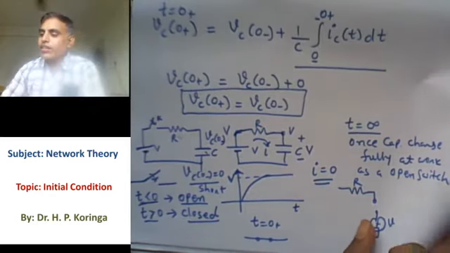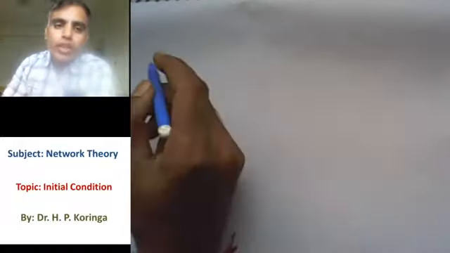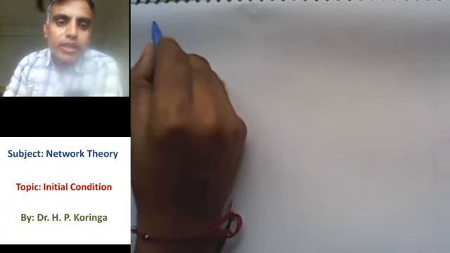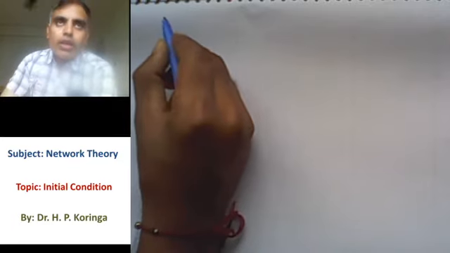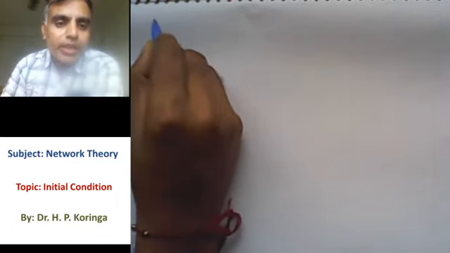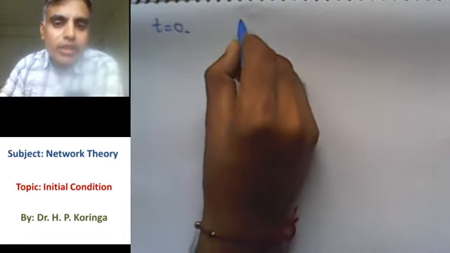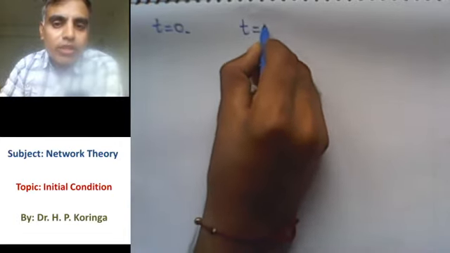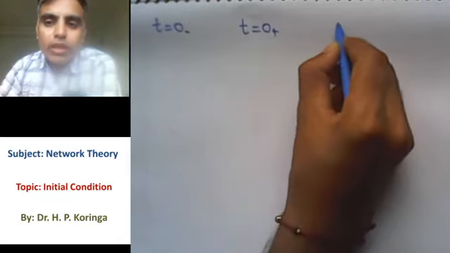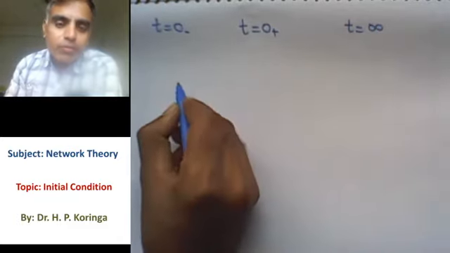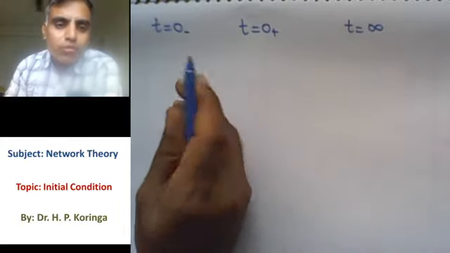Let's write the table of the equivalent circuit of the different components at t equal to 0-, at t equal to 0+, and at t equal to infinite time. This is very important to understand.